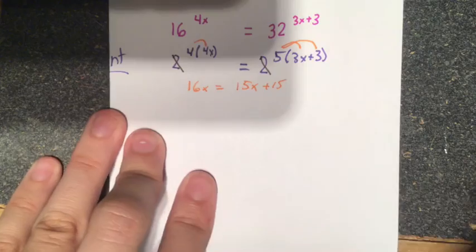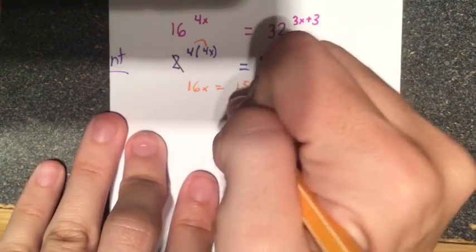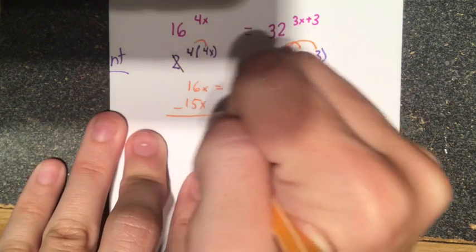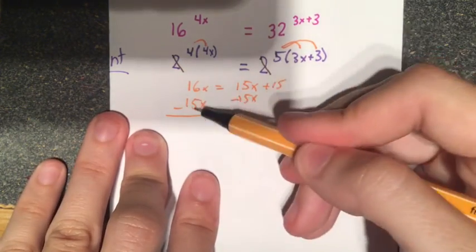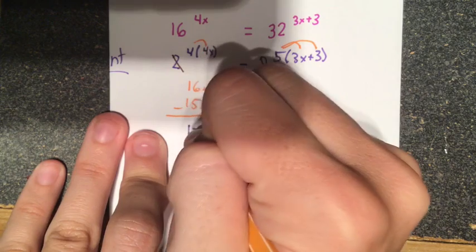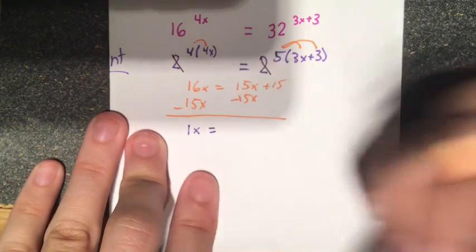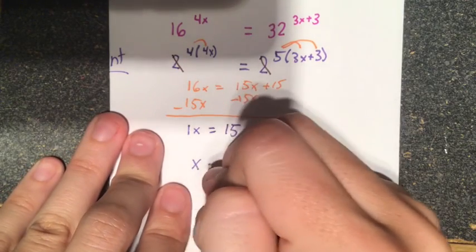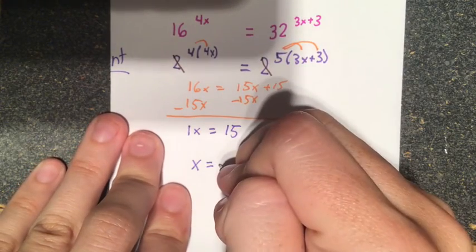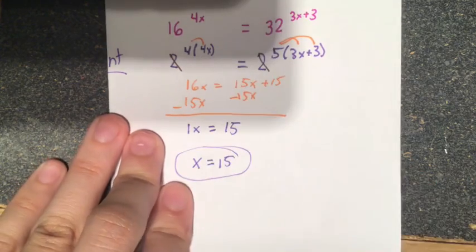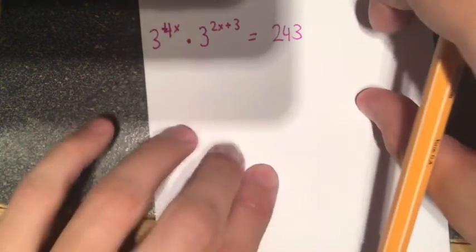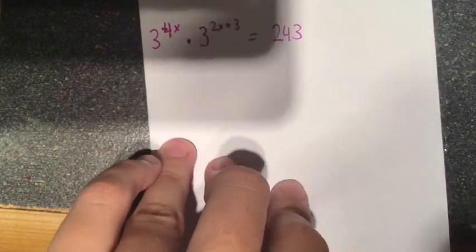Okay, so now 15x is smaller than 16x, so I'm going to subtract 15x from both sides. I'm going to get 16 minus 15 gets me a 1x, or you could just write it as an x, and I'm left with my 15, so I can simplify it and say x is equal to 15. Okay, there we go. That's number 6. Let's take a look at number 7. Okay, not too much in the shade there.